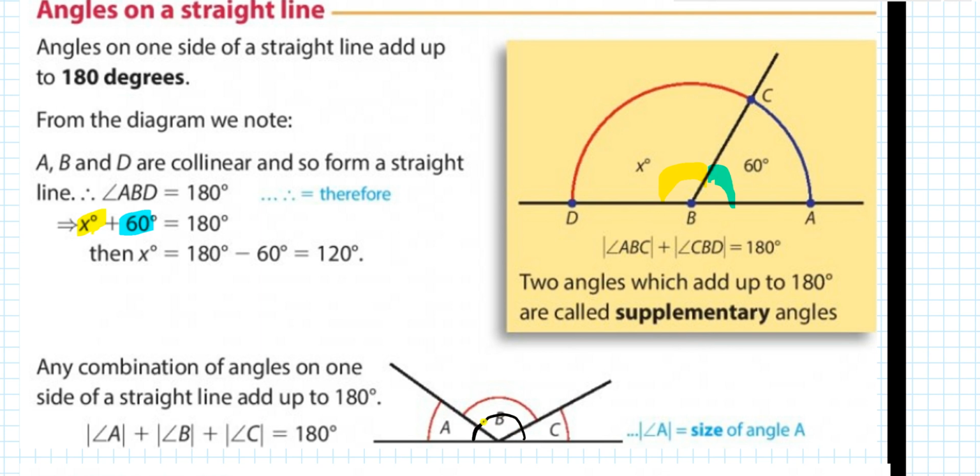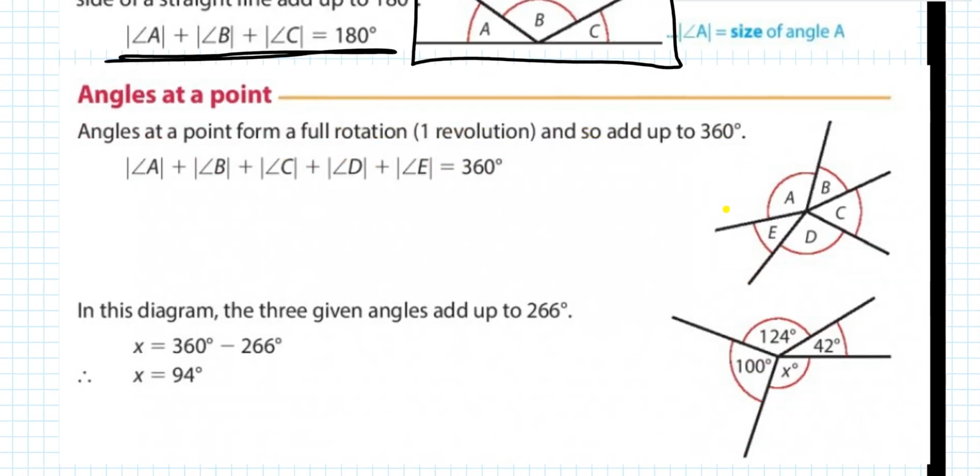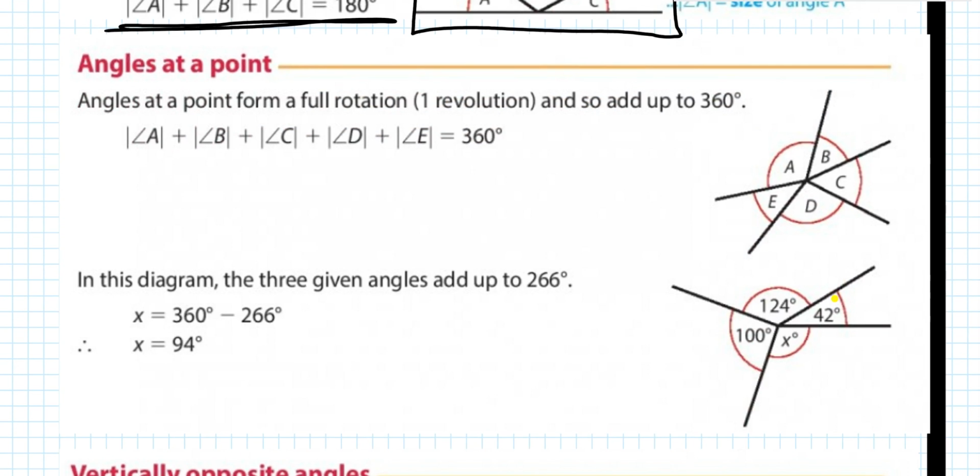Even if there are 3 angles here, we know that A, B, and C should add up to 180 degrees. If it's at a point, we know that all the angles should add up to 360 degrees. Similarly here, all of these should add up to 360 degrees. So 42 plus 124 plus 100 is 266. So to find x, you would just take 266 away from 360 to get x on its own.